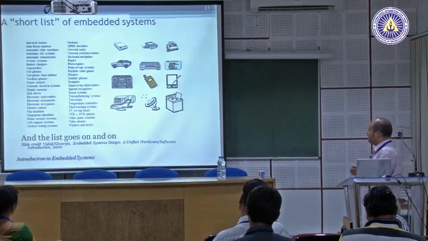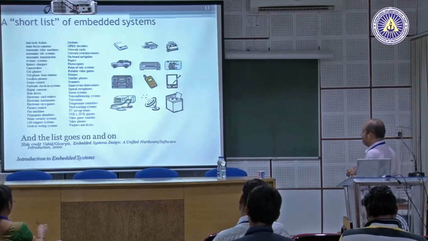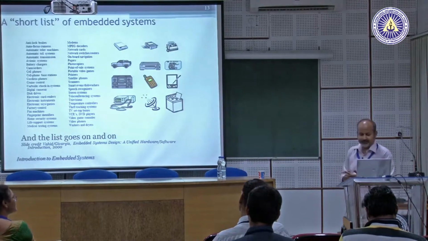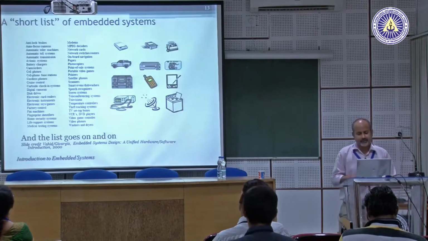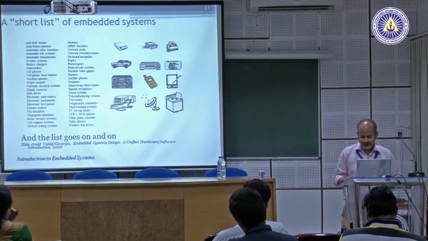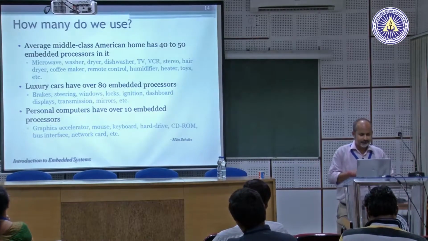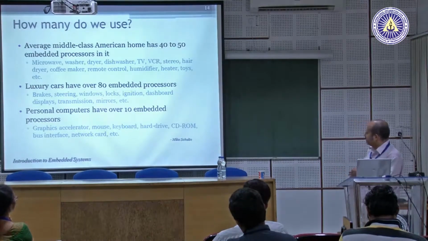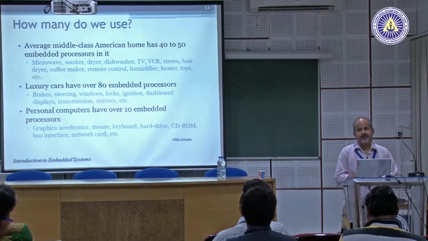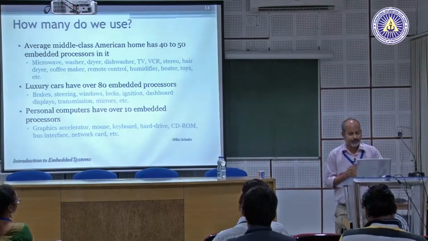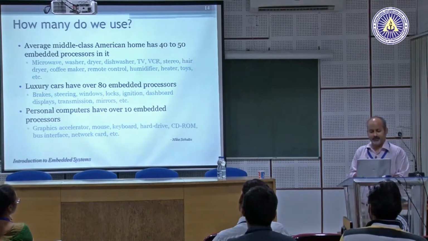And here is a list of embedded systems, and by now I have already mentioned several times that there are all these equipments around us. They are all embedded systems, so I will not dwell on this further. The question is, how many do we use? An average middle class American home has 40 to 50 embedded processors in it. Nowadays, even middle class or upper middle class Indians have similar numbers.